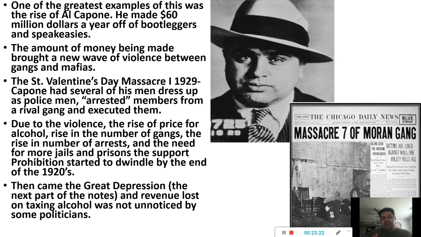Then came the Great Depression, which we'll be talking about, like I said, in another lesson. And the government realized, oh man, we really need money to do things. And since alcohol is now illegal, we can't really tax alcohol. And the politicians realize, oh, we could really use that money right now to help out the economy. But they can't because it's illegal. How can you tax something that the government deemed illegal? So now they're in like a catch-22 situation.